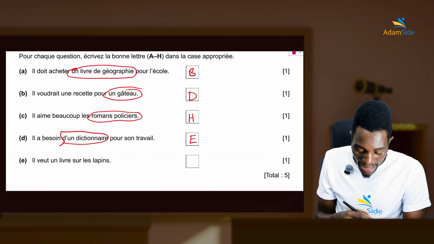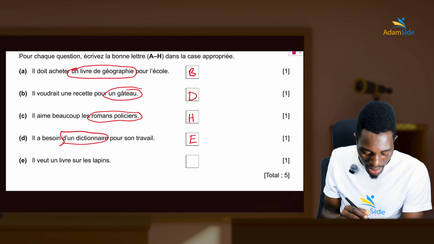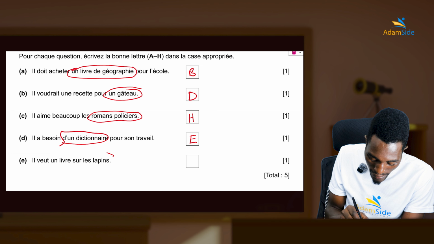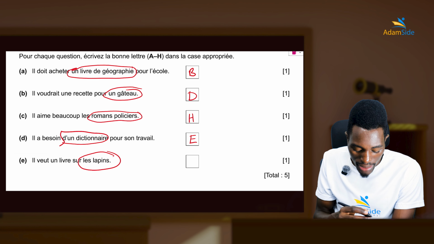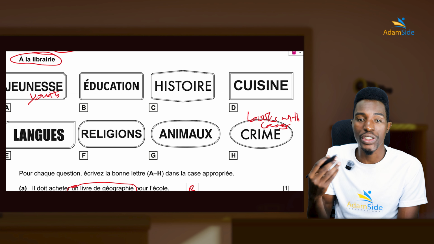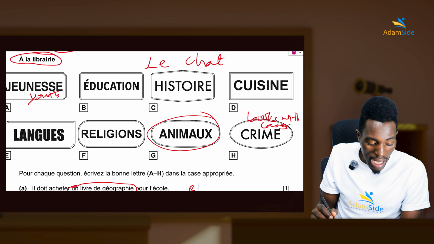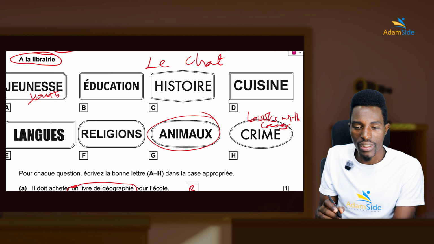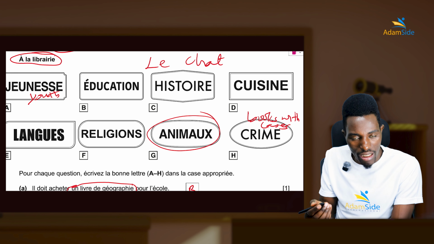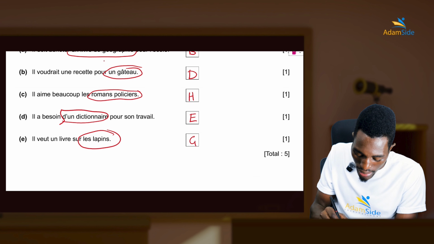Then the last one is, il veut un livre sur les lapins. He wants a book of les lapins. Okay? So if we go back, les lapins is animal. Ils sont dans le même groupe comme les chats, les lapins. Alors c'est un animal. So la réponse ça sera G, parce que le lapin est un animal. Because le lapin is an animal. So our answer is going to be G. So we are going to write letter G.